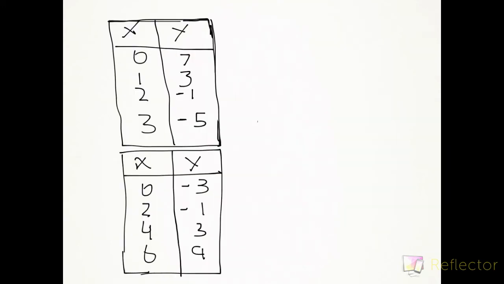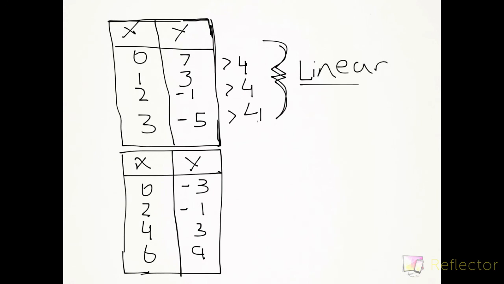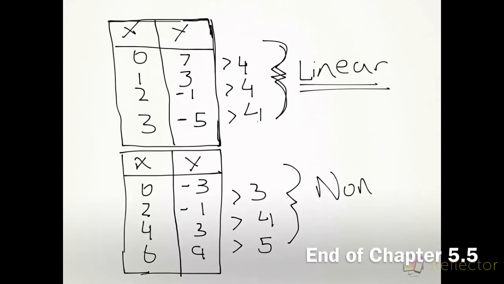Here we figure out if the table is linear or non-linear. Let's start with the first one and its first differences. The first differences are 4, 4, and 4. It's really simple to tell that this is a linear relation because all of the first differences are the same. The second one's first differences are 3, 4, and 5. It's easy to tell that this is a non-linear relation because the first differences are not all the same.